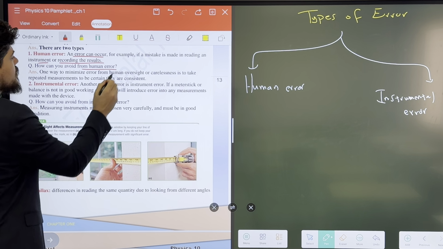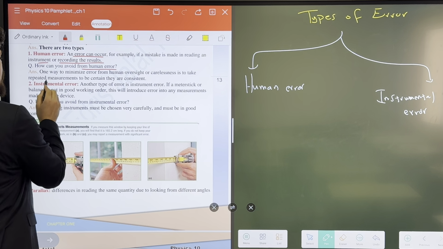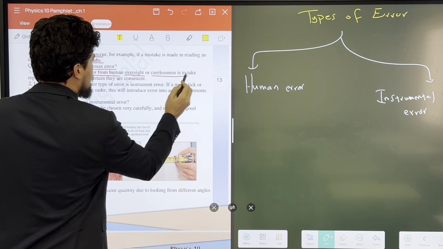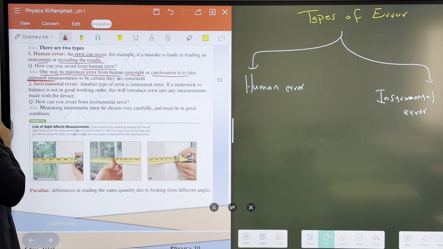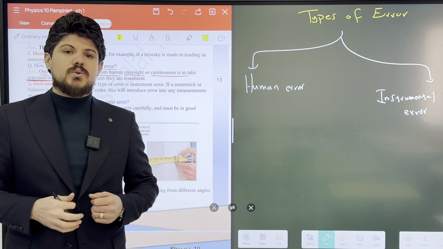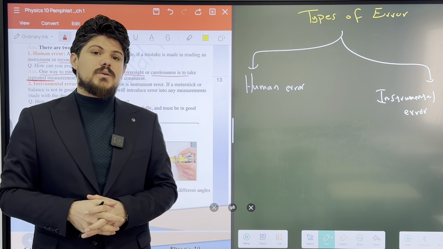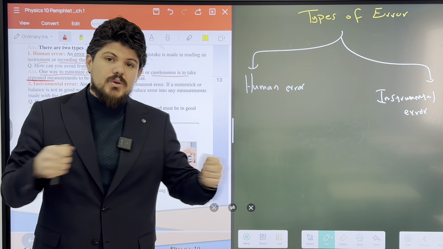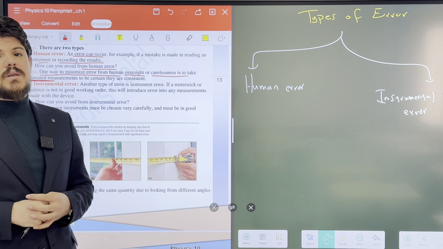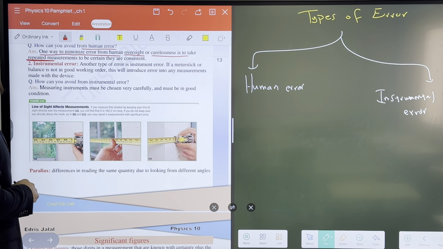How can you avoid human error? How can you solve this problem? To avoid human error, one way to minimize error from human oversight or carelessness is to take what? Repeated measurements to be certain they are consistent. For example, if you measure the distance of a room, a TV, or a table, you have to repeat your measurements to make sure your results are consistent. So repeating is very important to minimize human error.